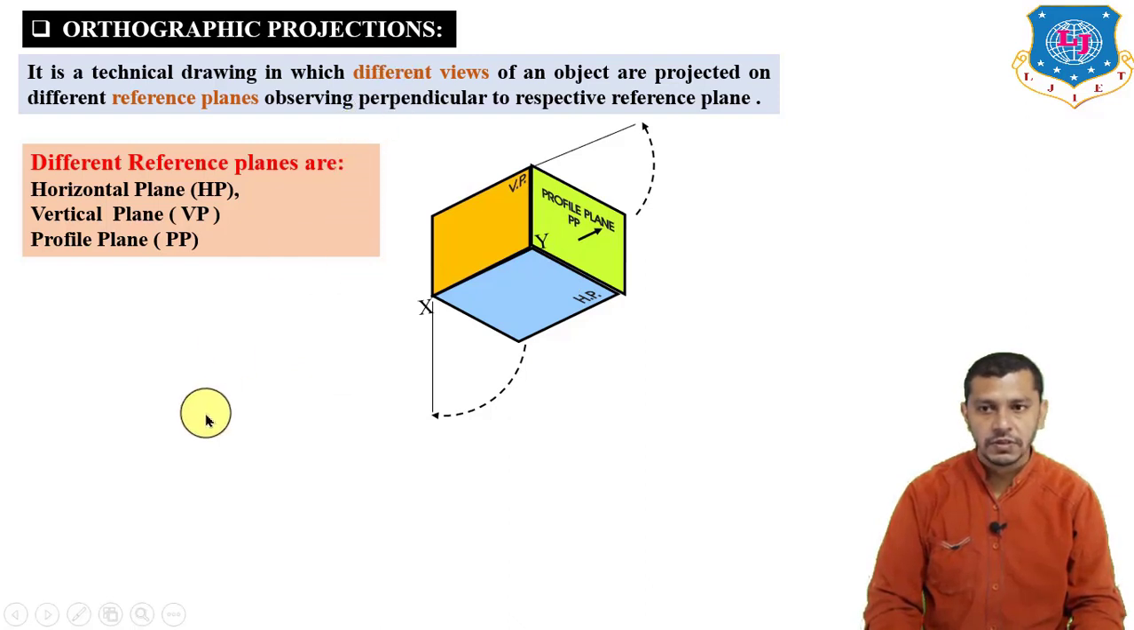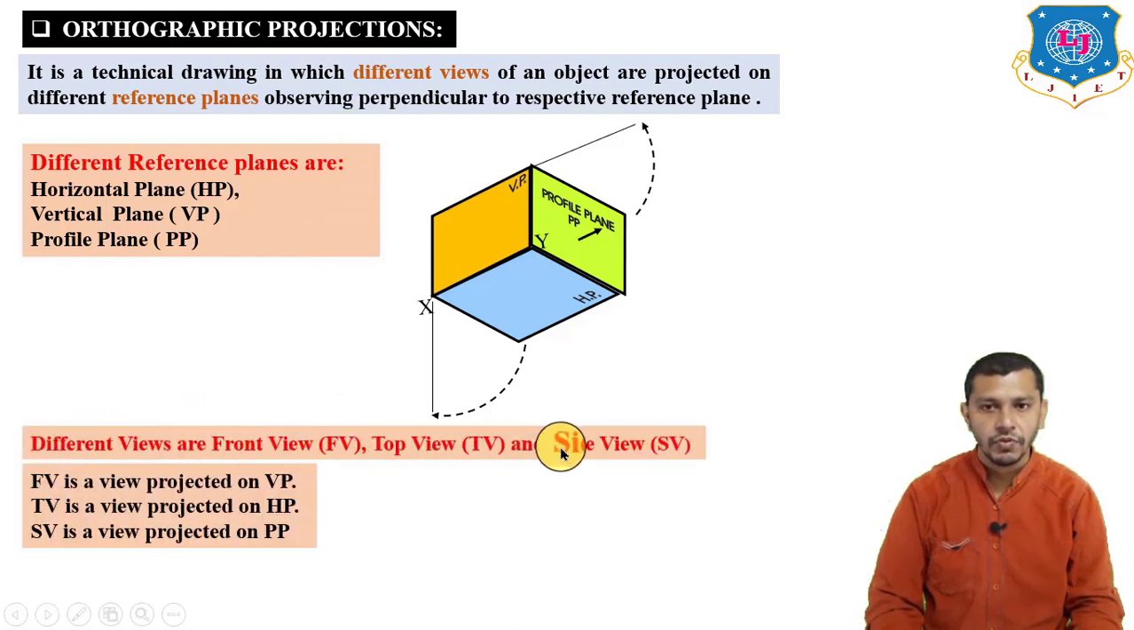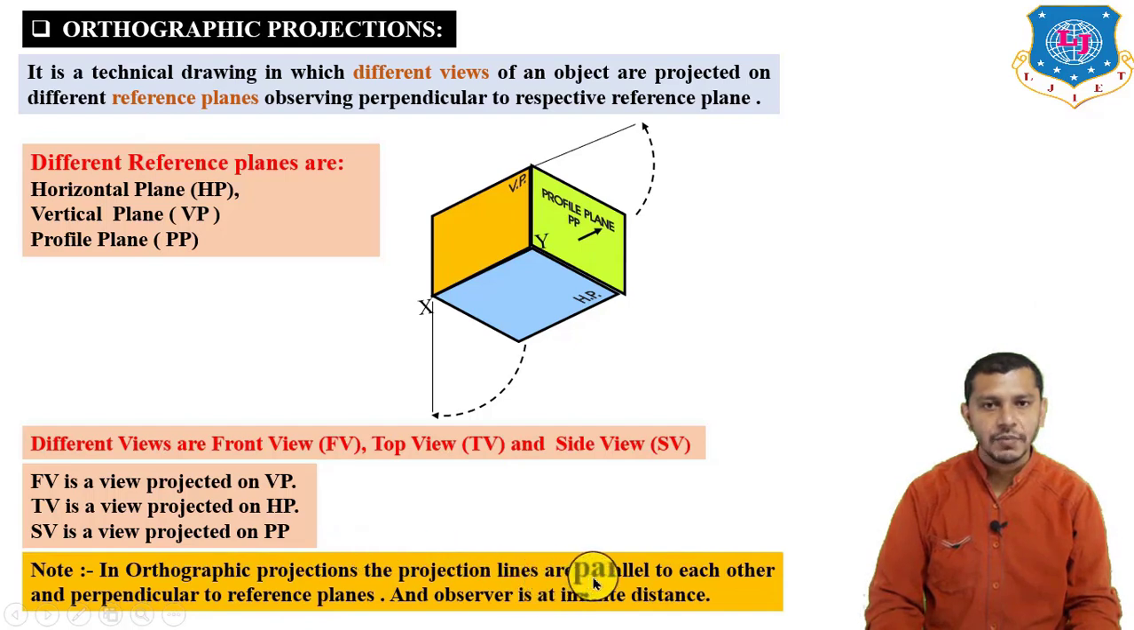And what are the different views? The different views are the front view, top view and the side view. The front view is projected on the vertical plane, the top view is projected on the horizontal plane and the side view is projected on the profile plane. So on the vertical plane we will project the front view, observing from this given direction. On the horizontal plane we will project the top view, observing from the top direction, and on the profile plane we will project the side view of the given object. And in orthographic projections, the projection lines are parallel to each other and perpendicular to the given reference plane, and the observer is assumed at infinite distance.